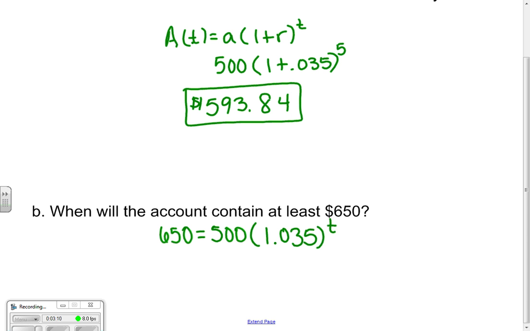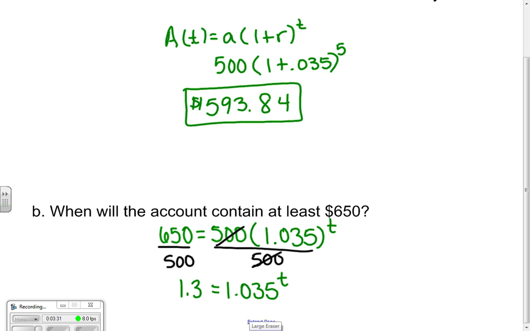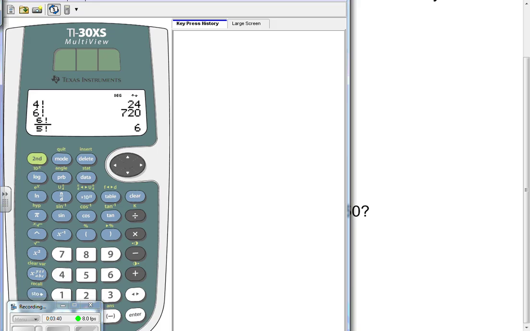So think about how you learned how to solve this in Algebra 1. First thing we need to do is divide by 500 so that those cancel. On the left-hand side, 650 divided by 500 is 1.3, and on the right side we have 1.035 to the t. Now, because t, the variable, is in the air, you have to solve this considerably differently than we're used to. The first thing we're going to do is consult the calculator.